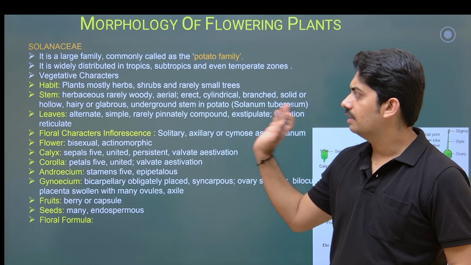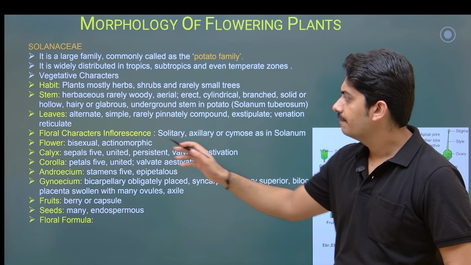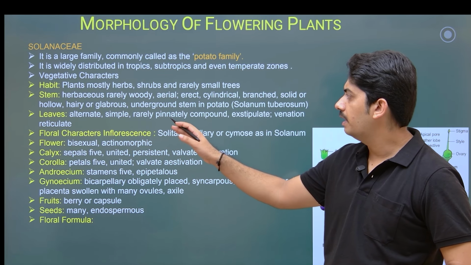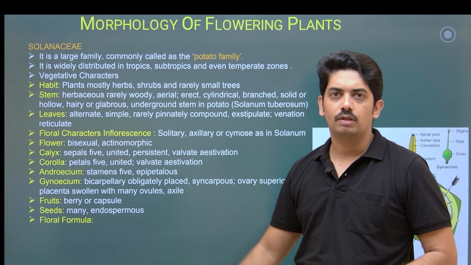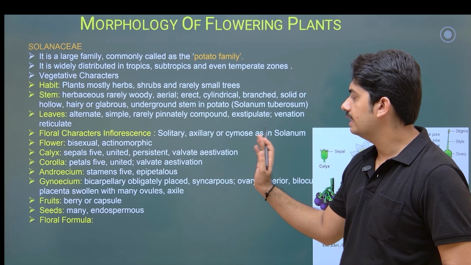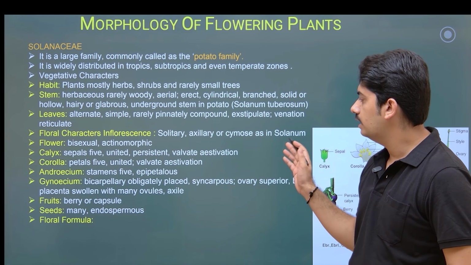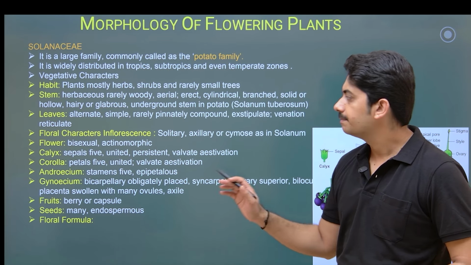See, all these are common words. I'm not going into detail of those things. Leaves alternate, that means alternate leaves are present. Simple, rarely pinnately compound and exstipulate. Venation is reticulate because it is dicot. Floral characters, solitary, axillary or cymose as in Solanum. Solanum is one genus.